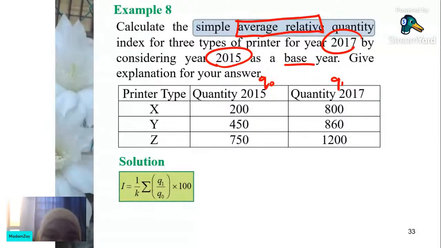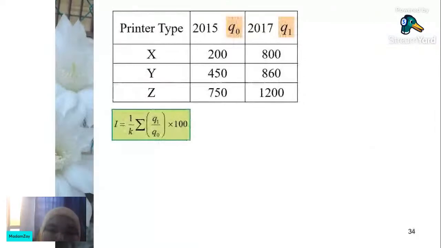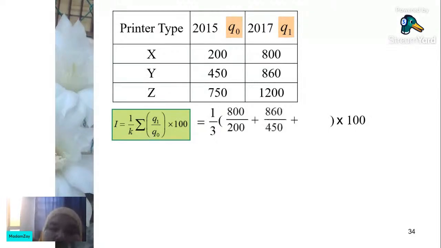So how many items do we have? We have 3 items, so it will be 1 over 3. So 1 over 3 multiplied by Q1 over Q0 for each item and total up. So in the bracket, it will be 800 over 200, and then 860 over 450, and 1200 divided by 750. So for each of our items, we find the relative index, the ratio, and then we total up and divide by how many items we have. So multiply by 100, we have 250.37.